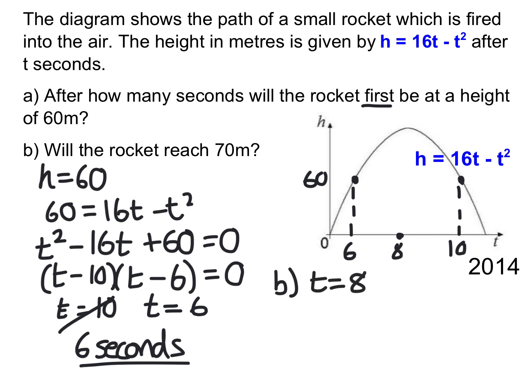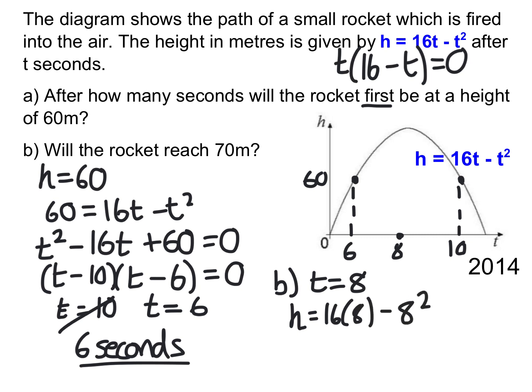Now, just to double check and show you that it is definitely, if I go and factorise this equation, you would have t bracket 16 minus t equals 0. That would give you t was 0 and 16, and the middle of 0 and 16 is also 8, right? So I didn't actually need to do that wee bit. So I'm plugging in t as 8 right into my equation. So my height will be 16 times 8 minus 8 squared.